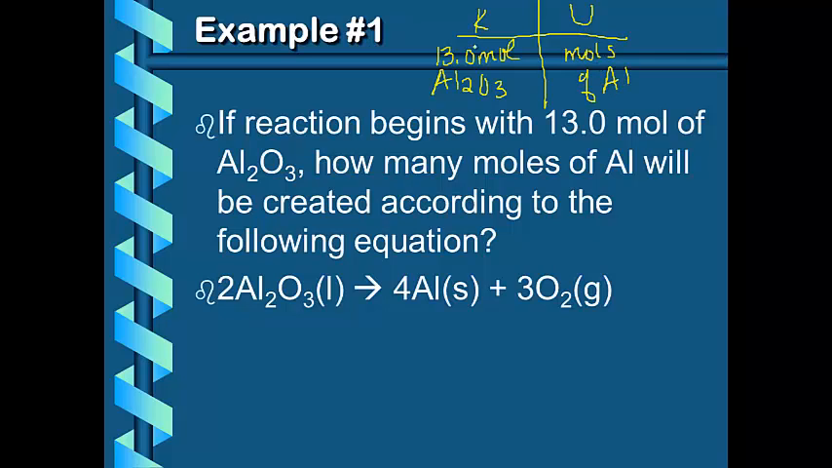Okay, now I want to go from moles to moles. So in order to go from moles to moles, the only thing that I can use is the mole ratio, and that's going to come from the balanced chemical equation. So the two that I'm looking at are aluminum oxide and aluminum. It didn't ask me anything about oxygen, so I don't need it, so I'm just going to go ahead and cross it off.